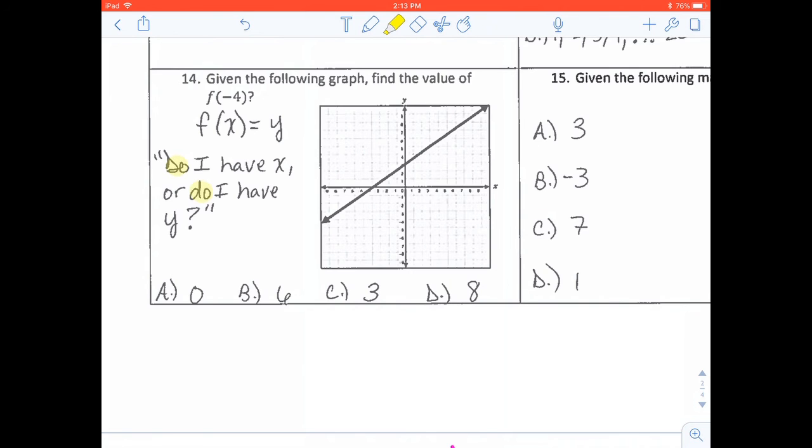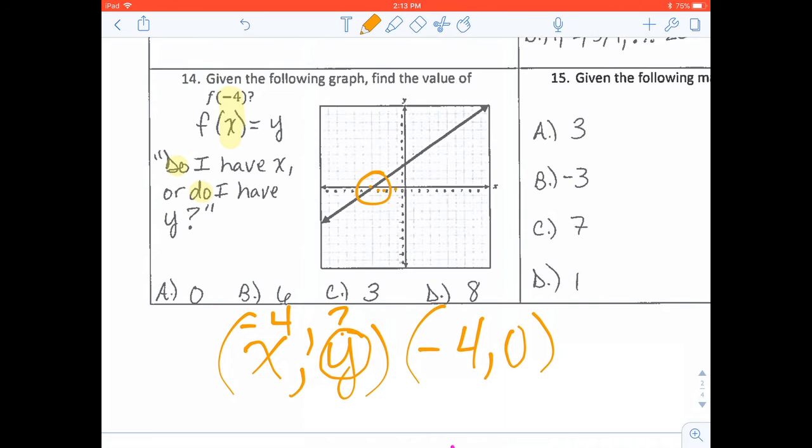I'm missing the y value. So if I go -4 on the x-axis, 1, 2, 3, 4, how far in the y direction would I need to go to hit the line? Well, you would need to go 0, because -4, 0 is a coordinate that hits the graph. So the missing range is A.